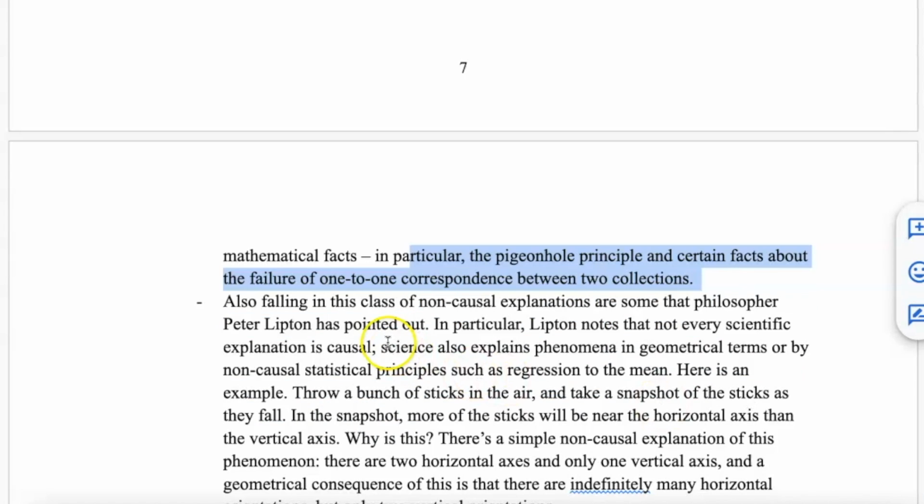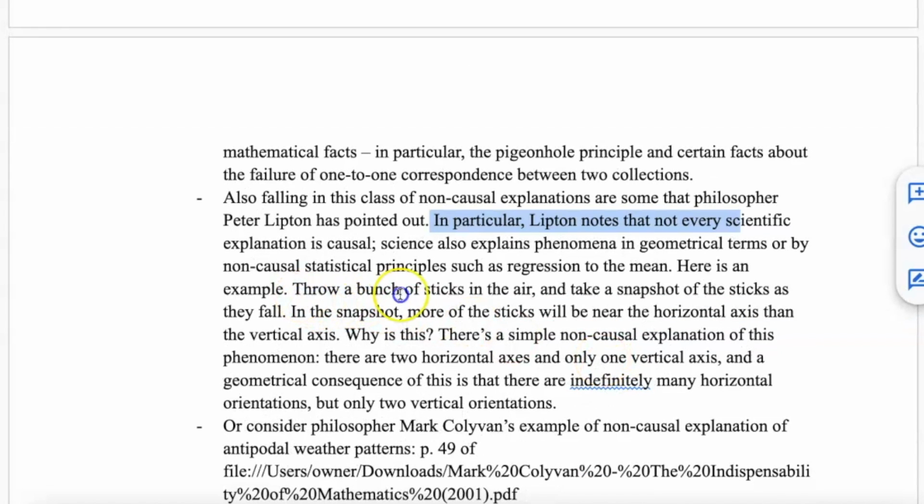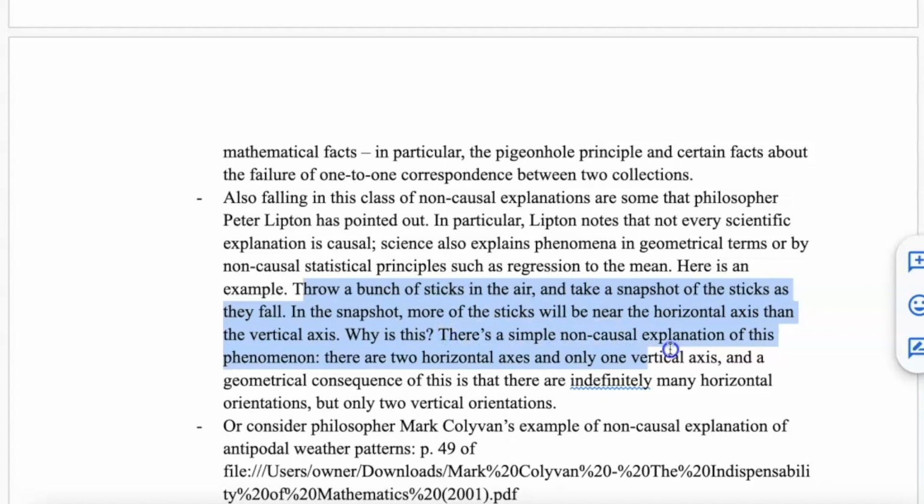Also falling into this class of non-causal explanations are some that philosopher Peter Lipton has pointed out. In particular, Lipton notes that not every scientific explanation is causal. Science also explains phenomena in geometrical terms, or by non-causal statistical principles, such as regression to the mean. Here's an example. Throw a bunch of sticks in the air, and take a snapshot of the sticks as they fall. In the snapshot, more of the sticks will be near the horizontal axis than the vertical axis. Why is this? Well, there's a simple non-causal explanation of this phenomenon. There are two horizontal axes and only one vertical axis. And a geometrical consequence of this is that there are indefinitely many horizontal orientations, but only two vertical orientations.